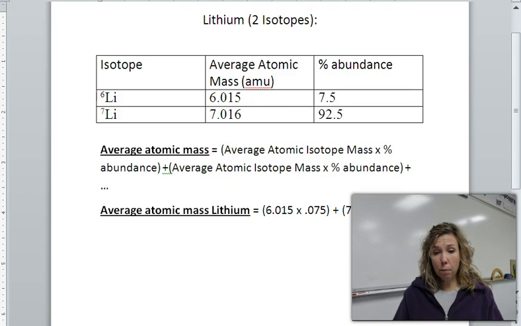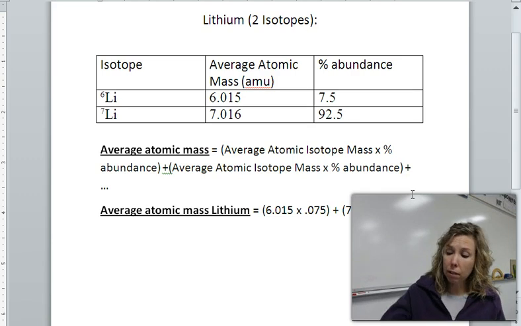Even before I get a number, I can look at my data and predict that my mass is going to be way closer to the 7 number than it is the 6, because the isotope of lithium-7 is way more abundant than isotope of lithium-6. So I can think about that in my head to check my work, to make sure I didn't punch something in my calculator wrong perhaps.